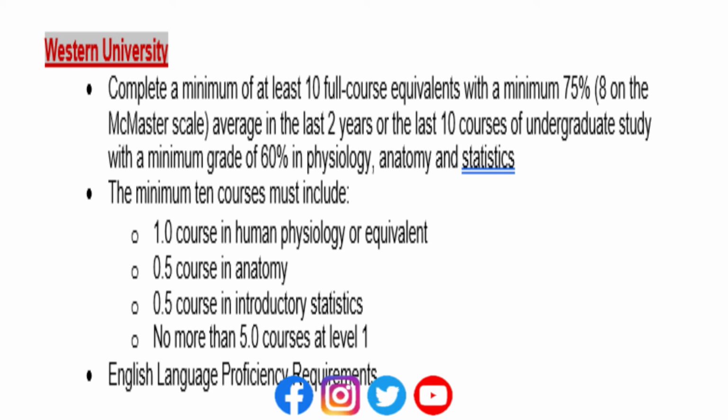So if you are interested in going to Western University, these are the requirements, and let's take a look at the prerequisites. Some of the courses you are supposed to take to get into the program include human physiology or equivalent, anatomy, introductory statistics, not more than 5 courses at level 1. English language proficiency requirement is also needed, guys.